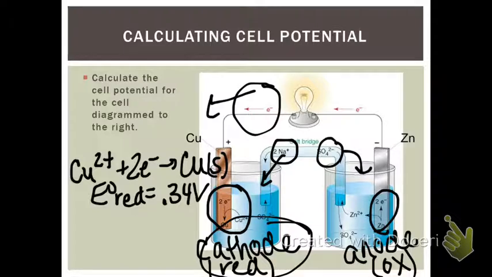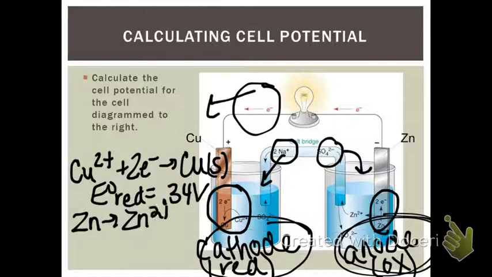Now, we have to find a potential for the other one. However, just remember that whatever you find on the list is going to be the opposite of what we want here, because this is oxidation. According to the picture, I can see that the zinc solid is becoming zinc 2+ plus 2 electrons. Now remember, I won't find it this way on the chart. On the chart, I'll find it the complete opposite of this, because this is oxidation. And on the chart, it will be written as reduction.